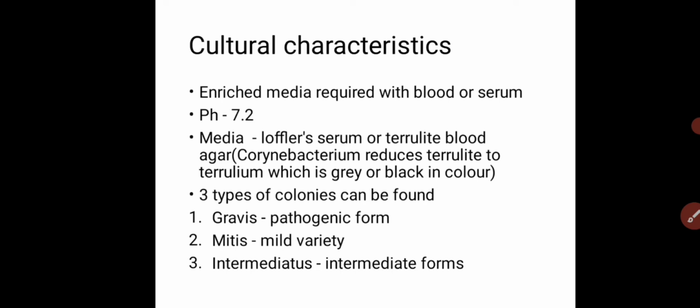So three types of colonies can be found. The first one is gravis, which is the highly pathogenic form. The second one is mitis, which is the mild variety. And the third is the intermediate form, which produces intermediate pathogenic activity.